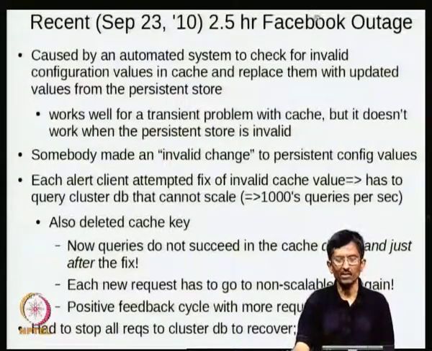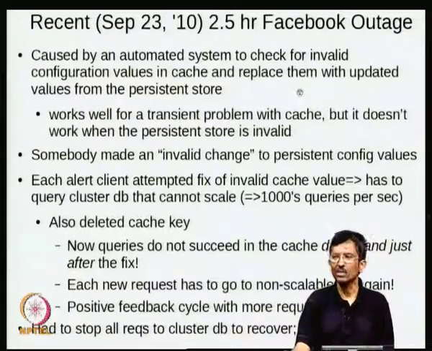So, in this case, for example, when this happened in the Facebook situation, they discovered this problem, and they tried to see if it was going to resolve itself. It did not resolve. They waited for some time, and finally decided there is no way to take care of it, so they essentially disconnected the cluster database which was supplying the configuration values. Once that was done, essentially the site became unreachable.